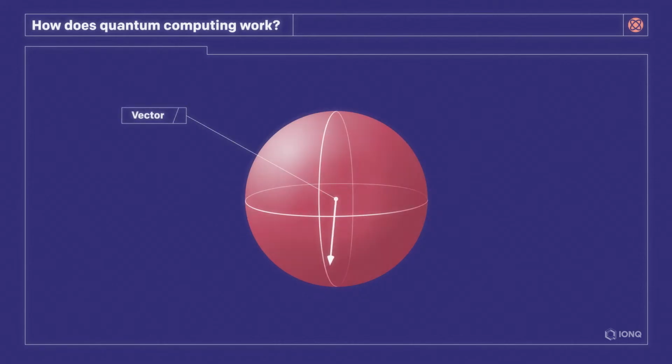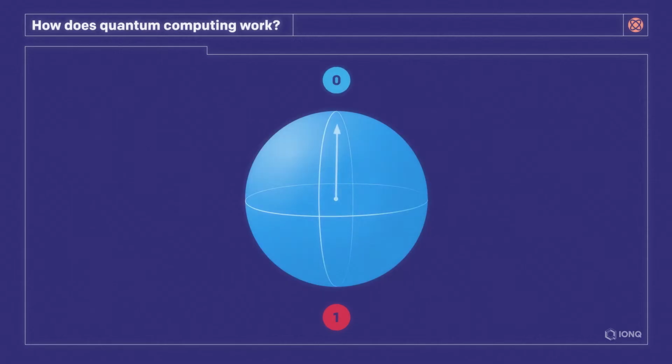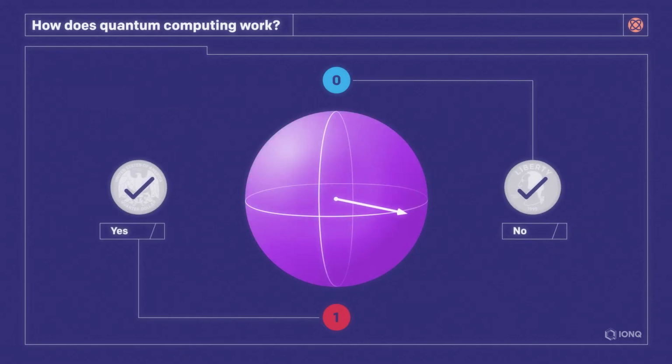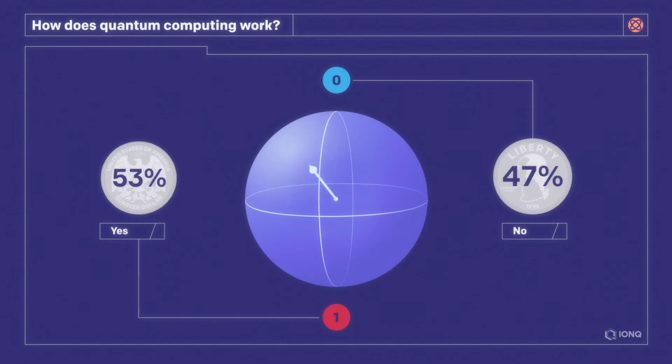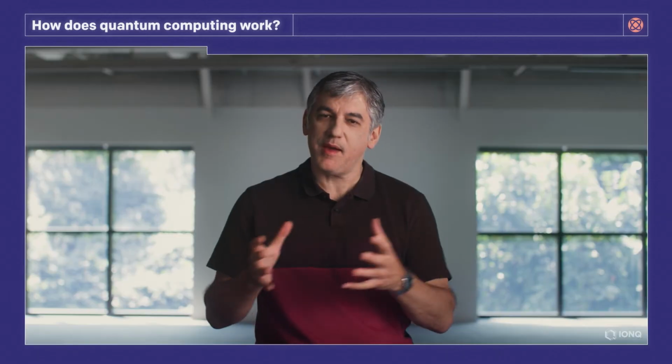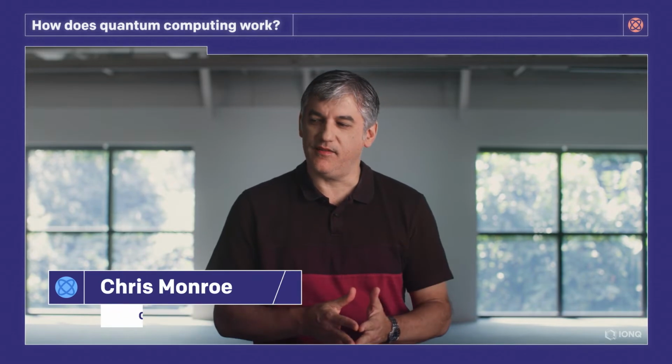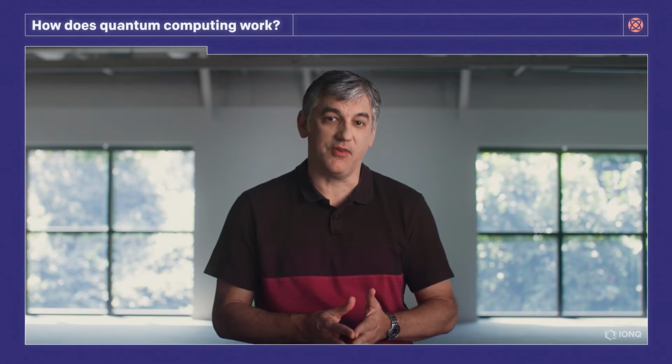This vector can point down, representing 1, up, representing 0, or be in any position and angle between 0 and 1. In fact, every angle can be seen as a mixture of both 0 and 1. It's not binary. Superposition allows quantum computers to think not only in absolute terms of yes or no, but also yes and no. They represent the likelihood of scenarios or probabilities. If you think about it too hard, your brain can hurt.